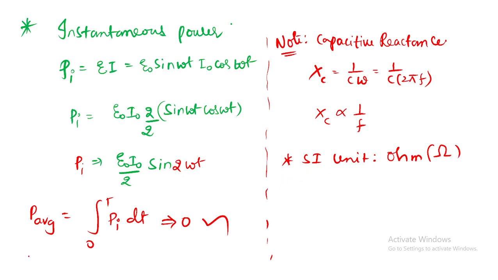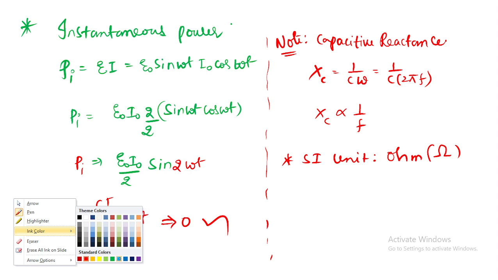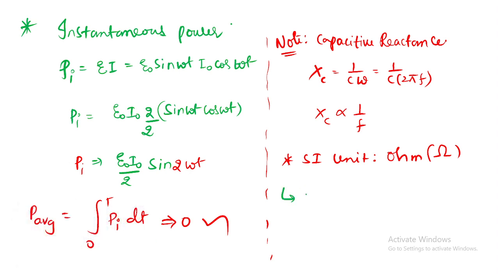Now for DC and AC both we will try to write. For DC, frequency value is 0. Am I correct? So reactance will become 1 by 0, which will become infinite. So it will not allow DC current through it.